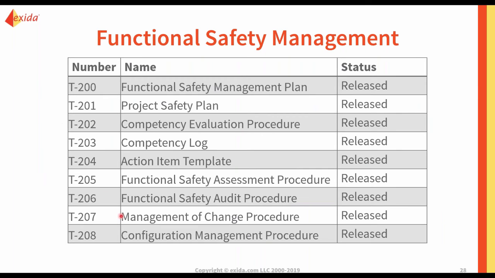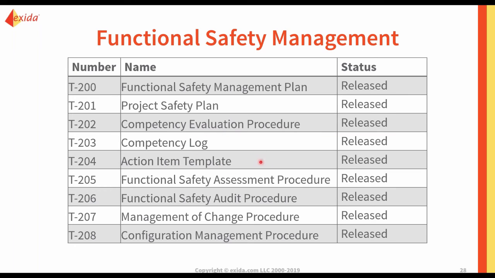When we look at the full list of the functional safety management templates, essentially we're meeting all of the overall functional safety management requirements by having documents related to specific requirements. So we have our high-level functional safety management plan that provides our overall requirements. And then under that, we have, say, a project safety plan that will document the specific lifecycle tasks completed within a project. We have the competency evaluation procedure and competency log for really ensuring that this is periodically evaluated, and also that there's clear documentation.